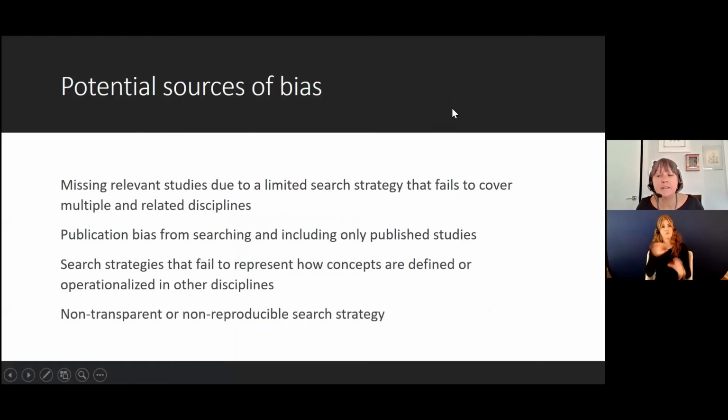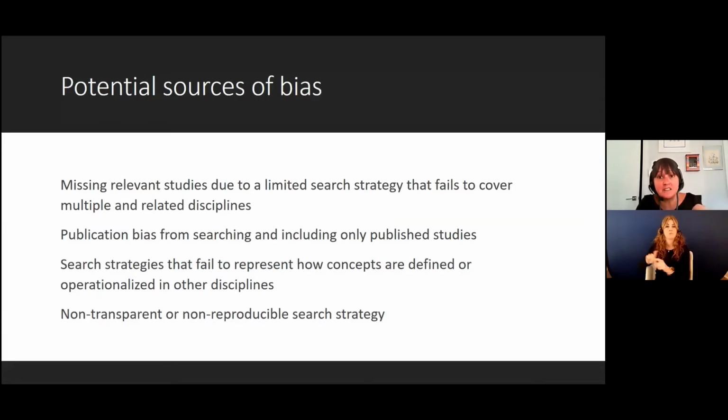Okay, so in the literature search, we have a number of potential sources of bias that might impact the results we would have in a systematic review. For example, we might be missing relevant studies because we did a limited search strategy and we failed to consider multiple and related disciplines. All of us are living in a multidisciplinary world. Most of the questions we address in STEM education are also addressed by others in other fields. And so it's important to recognize that we need to search multiple online databases that reach different disciplines.